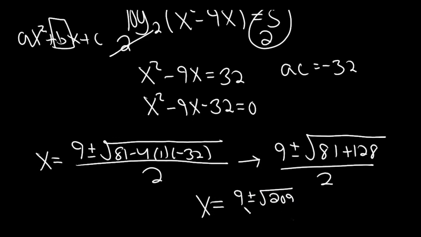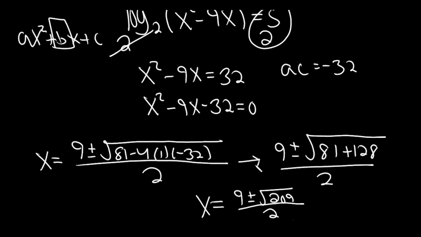Square root of 209, that's fine, all over 2. Now you have two different answers here, and you want to make sure you're checking for extraneous solutions, meaning if I plug in one of these solutions into the original problem, will it make it undefined? And well, if you do it in your calculator, if you do 9 plus the square root of 209 divided by 2, you end up getting a positive number, okay?